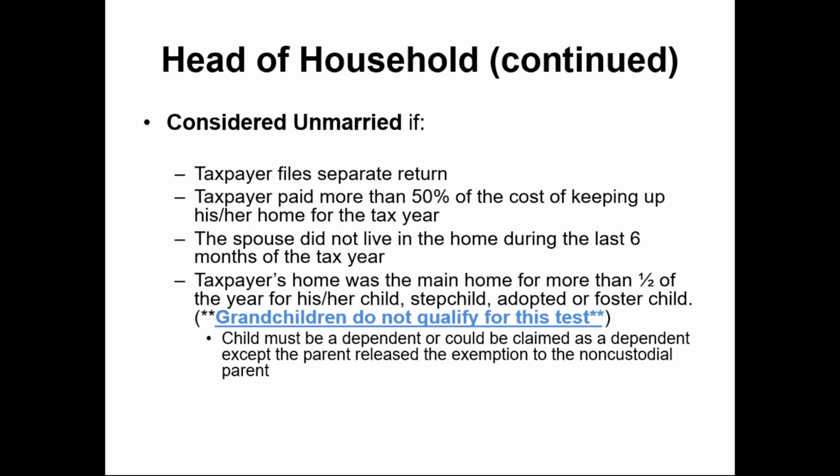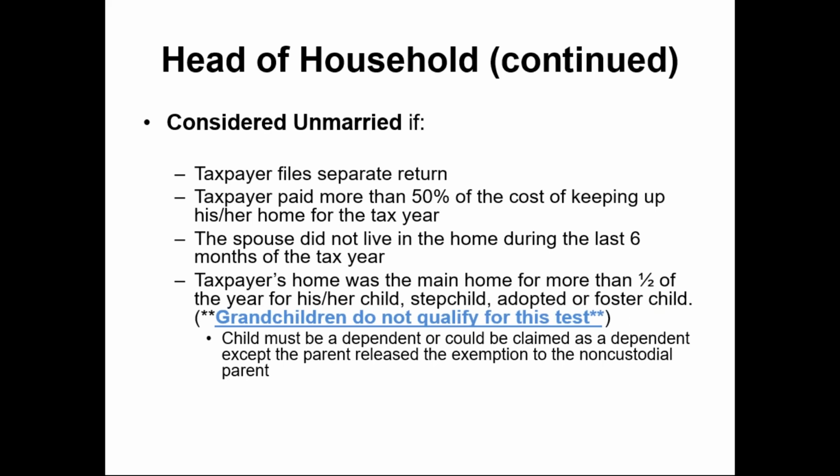So considered unmarried has to be a child. So again, what we take a look at is kind of the custody issue. If you have custody of that child for more than 6 months of the year, you are considered the custodial parent. So even if you didn't take a dependency exemption, you may actually get to take a head of household exemption filing status.